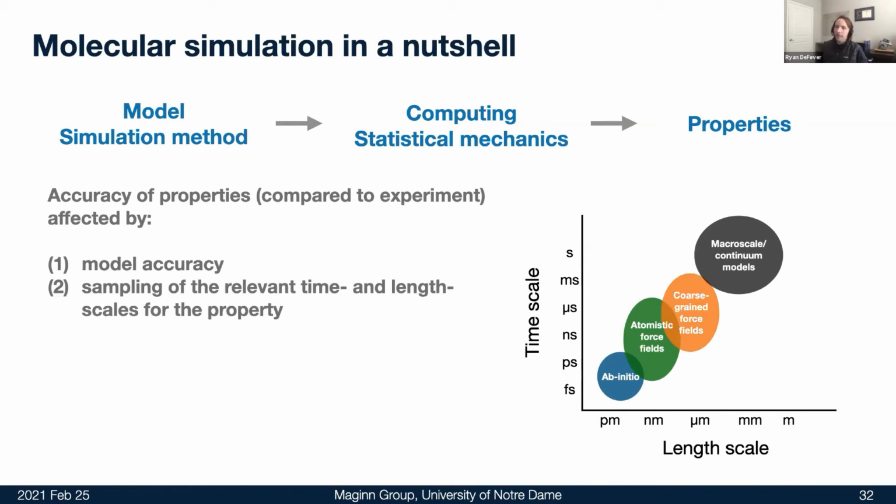Now, the accuracy of these properties compared to experiment is going to be affected by two things. First, the accuracy of the model we're using. So how faithfully does the model we pick reproduce the physics of the system? And then, are we able to sample the relevant length and timescales for the property that we're interested in computing? And these two things have a little bit of a trade-off. The methods that are most faithful to the physics of the world are ab initio quantum chemical methods, but these methods are limited to quite short length and timescales. As we move up the ladder, we start to get longer timescales and larger length scales, but we sacrifice a little bit of accuracy, if you will, or faithfulness to the underlying physics.